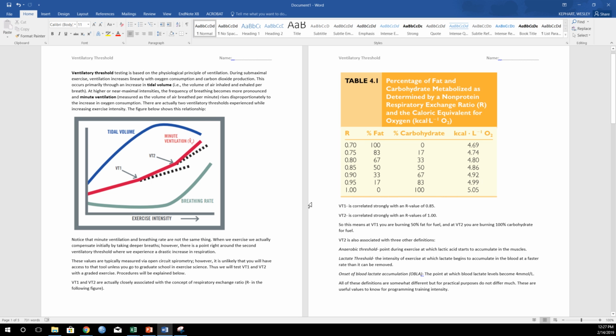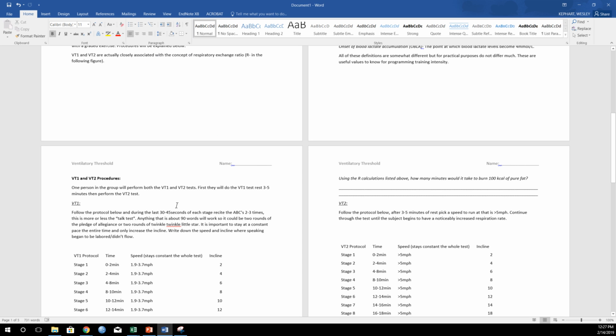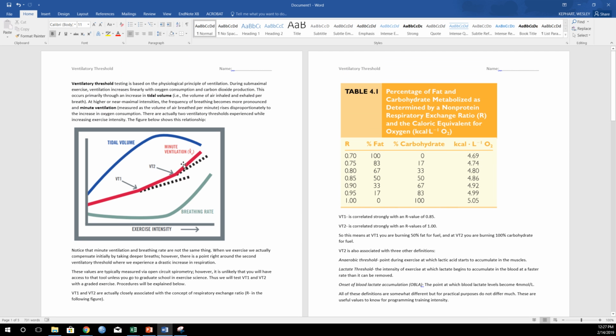Hey class, this week's lab is called the Ventilatory Threshold Lab. I wrote a fair bit about it, really just on this page, and some procedures down here. I do want you to read all of this before you come to class, but I'm going to try to summarize it as quickly as I possibly can.